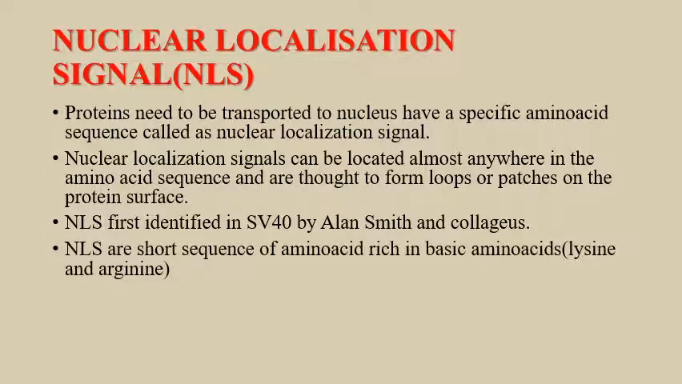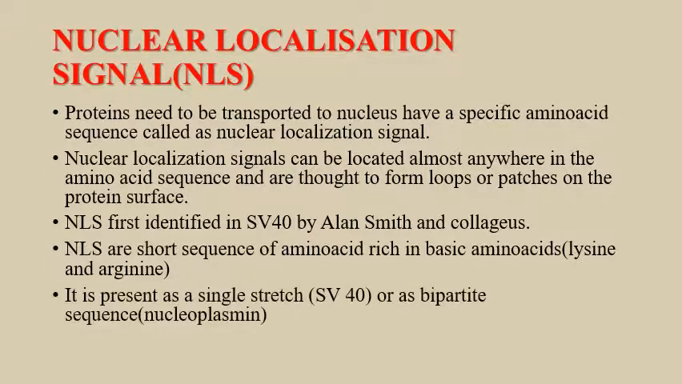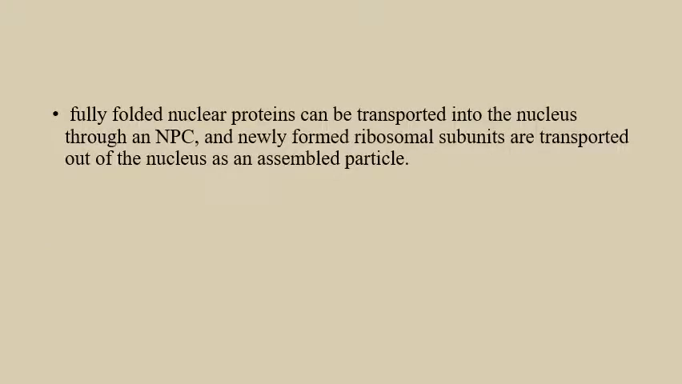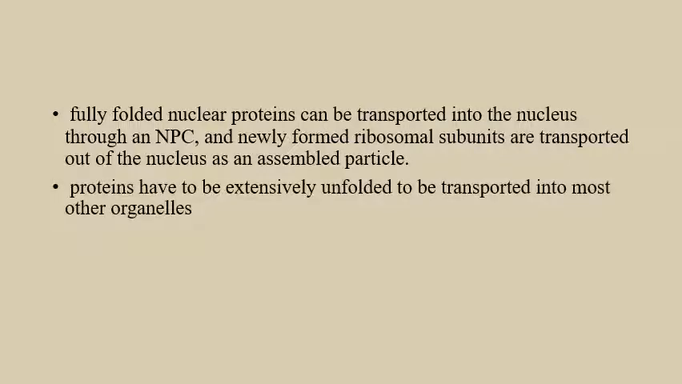A nuclear localization sequence is a short sequence of amino acids that is rich in basic amino acids like lysine and arginine. It is present as a single stretch or as a bipartite sequence. Nuclear proteins should be transported into the nucleus in folded form through the nuclear pore complex. But from the nucleus to other organelles, the proteins have to be extensively unfolded.